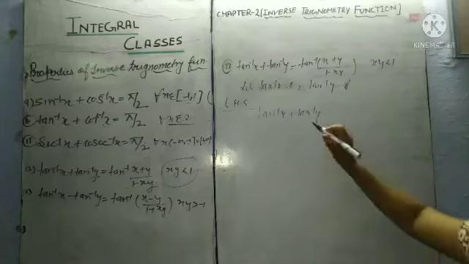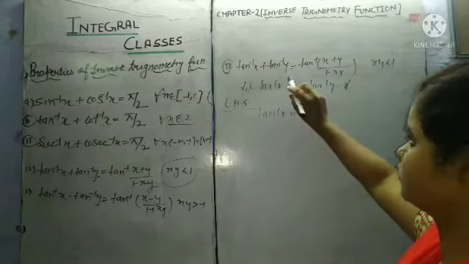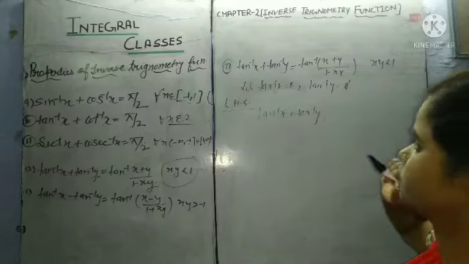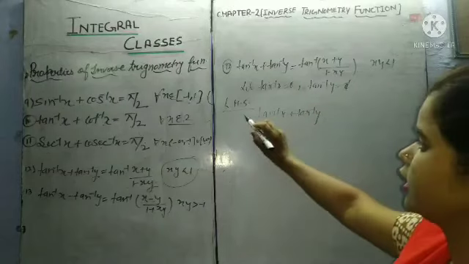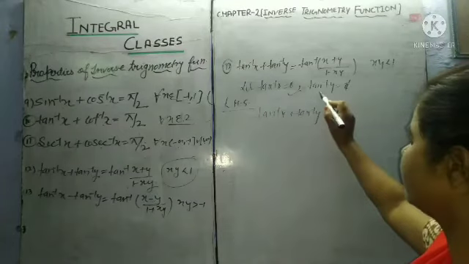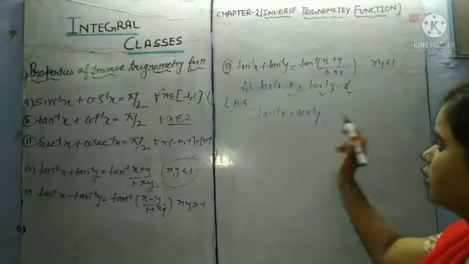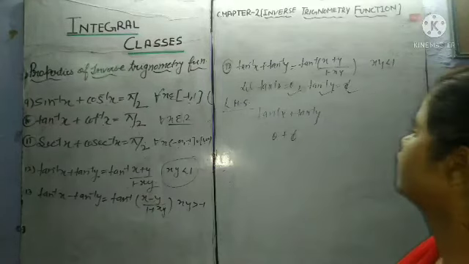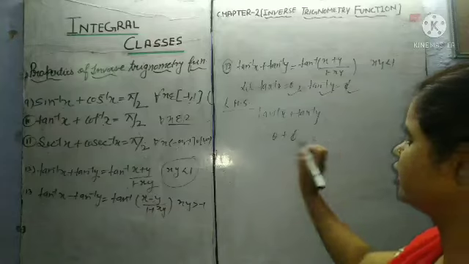Now property 12: tan inverse x plus tan inverse y equal to tan inverse of (x plus y) upon (1 minus xy). So student, first we will take the left hand side. Let tan inverse x equal theta and tan inverse y equal phi. Now we will put here theta plus phi.